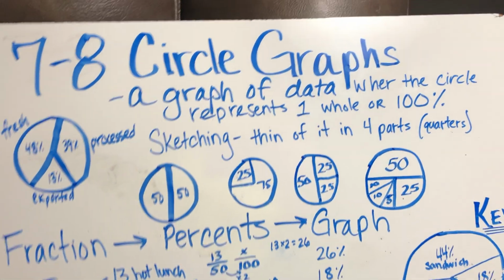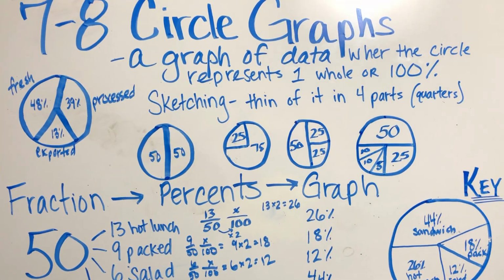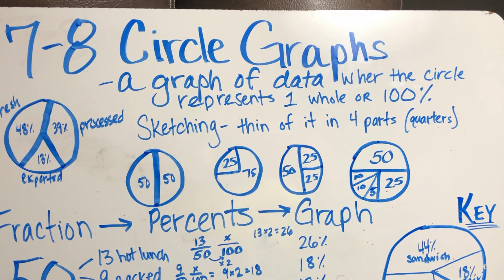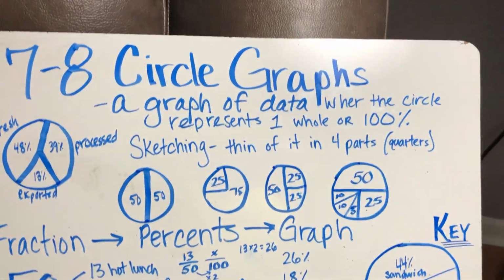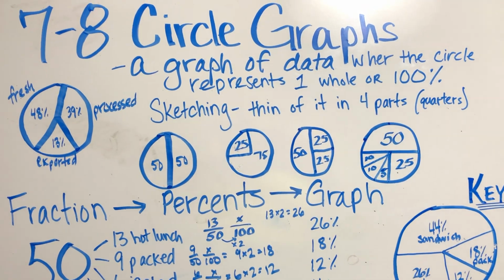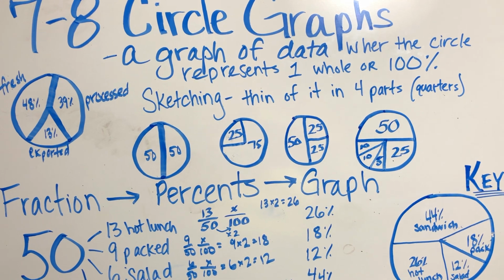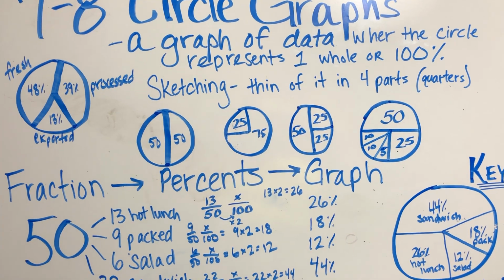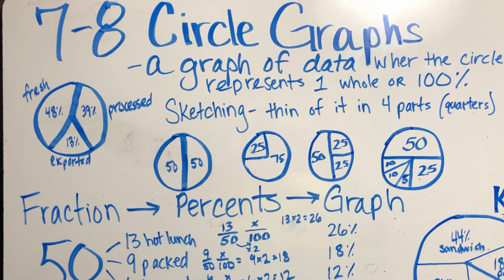So here we have our definition of a circle graph, that it is a graph of data, where the circle represents one whole, or we could say that's 100%. I left off my E and where. Sorry. And so when a circle graph is made, and you see I have several on the board here, it all is going to equal one whole.